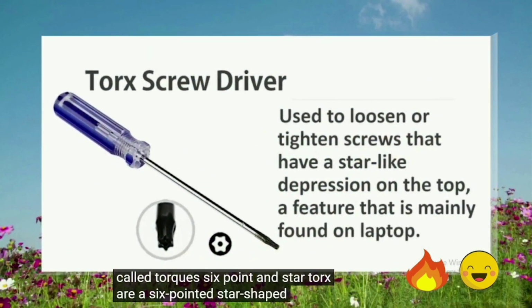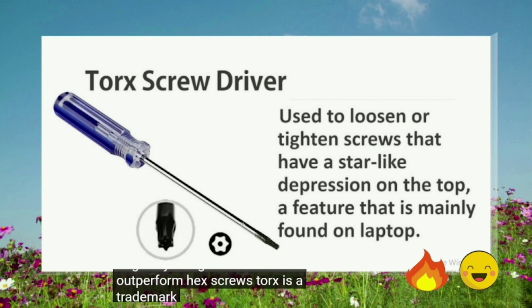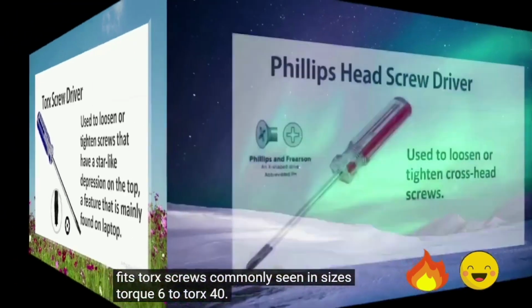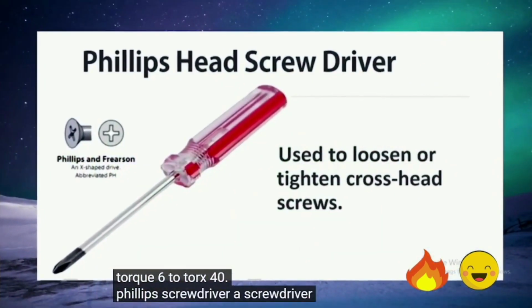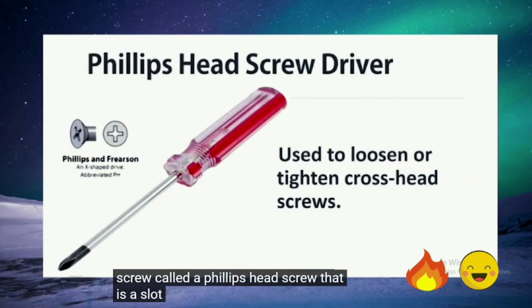Torx are a 6-pointed star-shaped screwdriver. Originally designed in the 60s to outperform hex screws, Torx is a trademark name for a screwdriver that fits Torx screws, commonly seen in sizes Torx 6 to Torx 40. Phillips screwdriver: a screwdriver that is designed to be used with a type of screw called a Phillips head screw that has a slot in its top that looks like a cross.